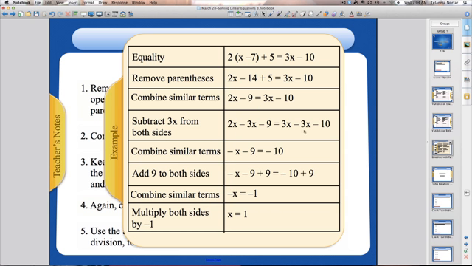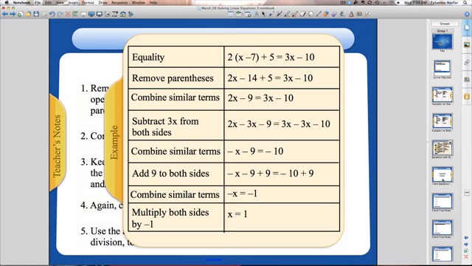Now I have to subtract 3x from both sides, and when I have two terms that are like 2x minus 3x, then I subtract them, and I have negative x minus 9 equals negative 10. Then I have to add 9 to both sides, and that leaves me with negative x equals negative 1. And then I multiply both sides by negative 1, or I could have divided both sides by negative 1, and x equals 1. Okay, again, make sure everyone has written all of these terms down. Pause the video if necessary, or just give everyone a chance while you're looking at the notebook file.